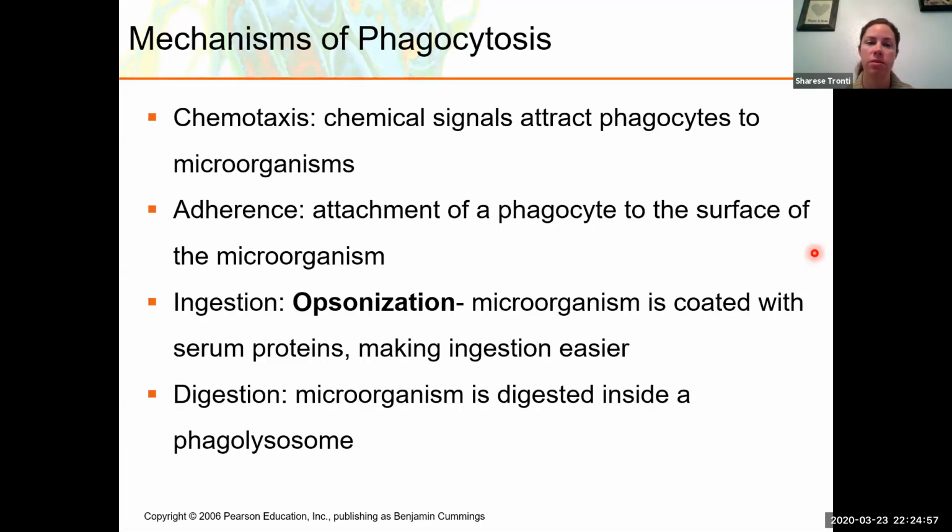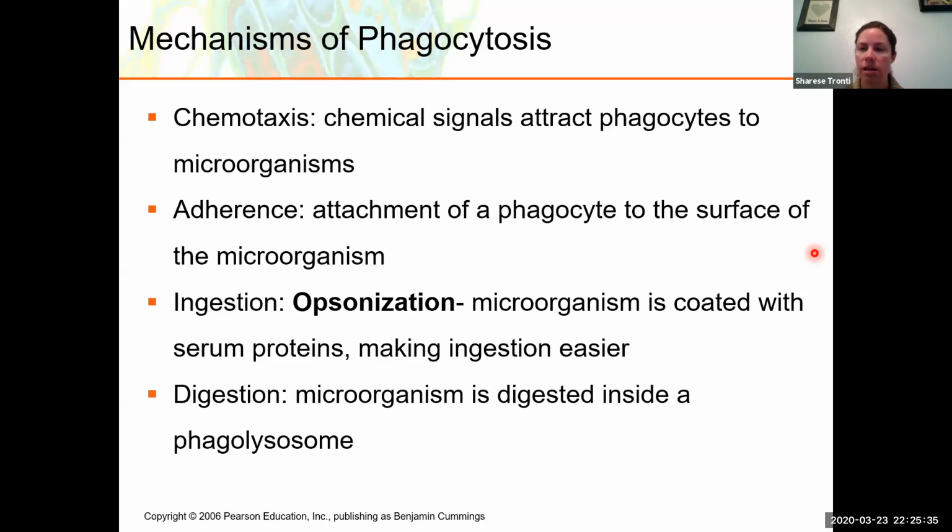So the mechanisms of phagocytosis. First, what's going to happen is an infected cell or a damaged cell will release chemokines. And chemokines help to tell the immune cells where to go. And so the immune cells will migrate into that region via chemotaxis. They're going towards the chemokines. And so these phagocytic cells will move via chemotaxis to the area of infection. Once there, they will attach or adhere to the microbes, and then they will ingest them.